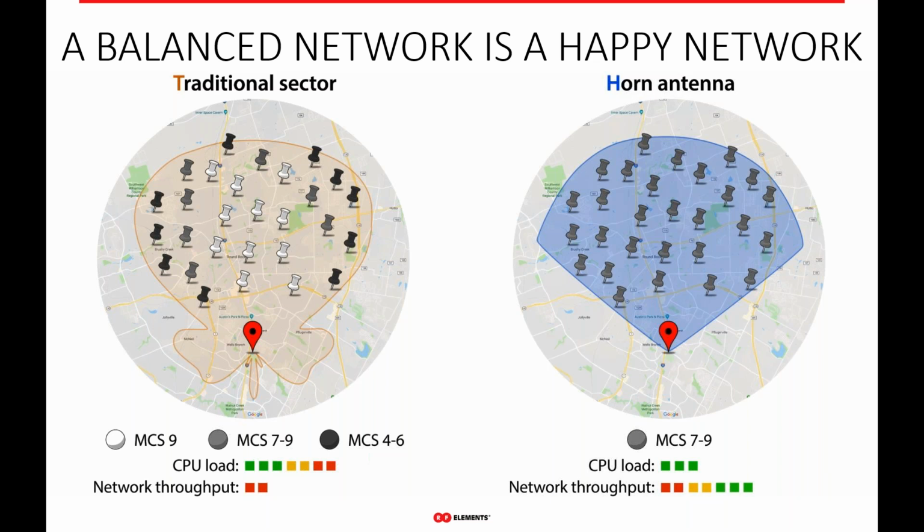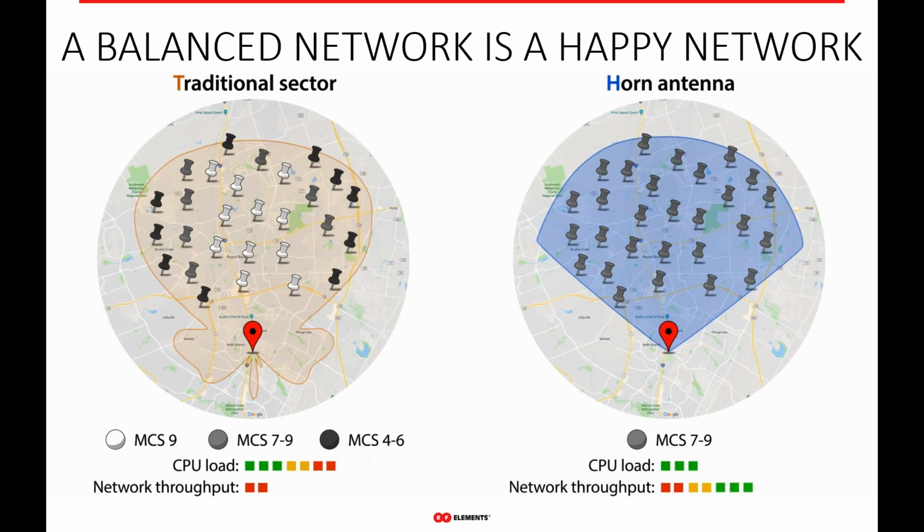So the CPU isn't spending so much time doing modulation MCS 9 for customer A, and then going to MCS 4 for customer B, and then back up to 7 for customer C, and back to 9, and so on and so forth. Every time your radio has to stop and switch modulation rates, you're losing airtime, and therefore reducing the total amount of throughput that radio can put out.